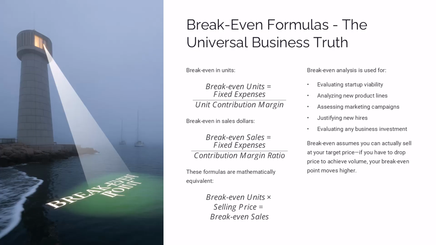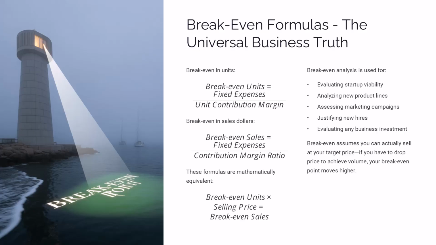Break-even analysis assumes you can actually sell at your target price. So if you calculate break-even at 1,000 units but have to drop price to achieve that volume, your break-even point moves higher, because new break-even equals fixed costs divided by lower price minus variable cost, creating what we call the break-even spiral that killed many startups.